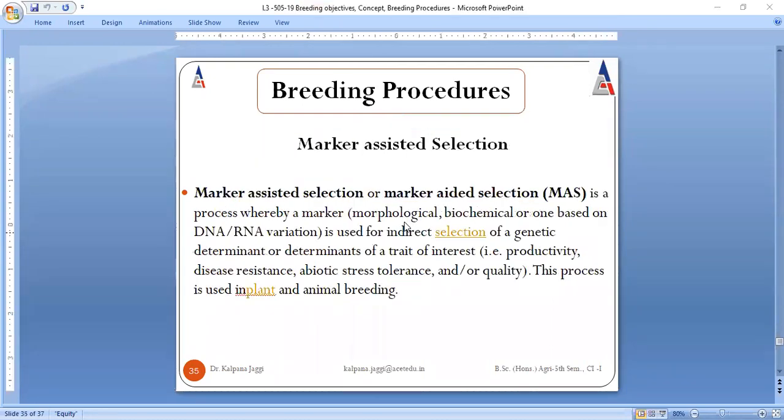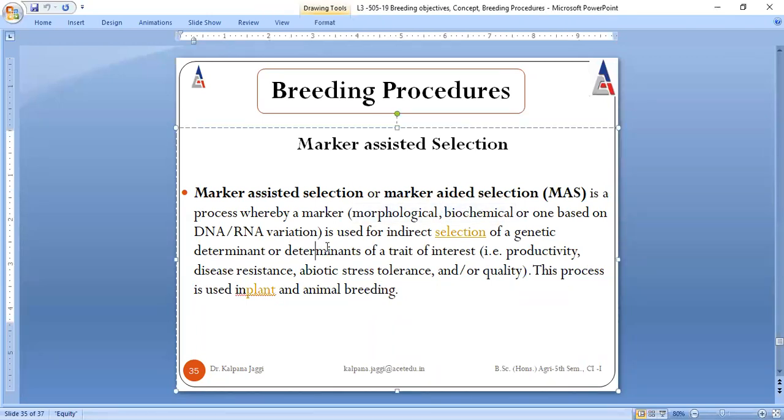Now we are left with marker assisted selection. Here, selection is on the basis of features, that means morphological and biochemical, right? On this basis, we attach one marker. The marker is attached to the desirable feature, and that marker further helps to go for the selection of the desirable trait.